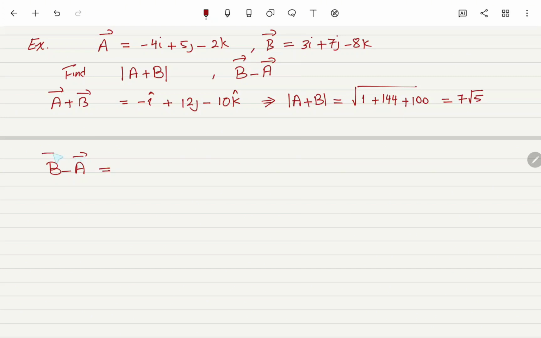Now to find b minus a, in this case, remember, vector subtraction is not commutative. So b minus a is not equal to a minus b. You just subtract 3 minus minus 4, it's 7 i, plus 7 minus 5, 2 j, minus 6 k.